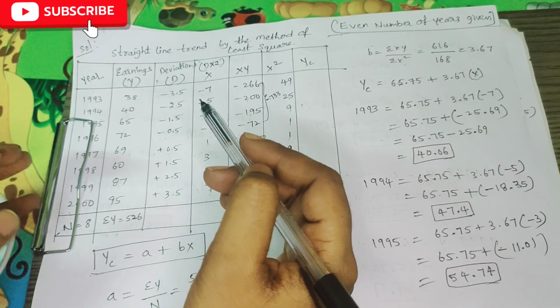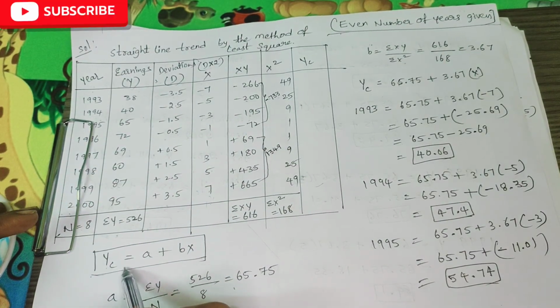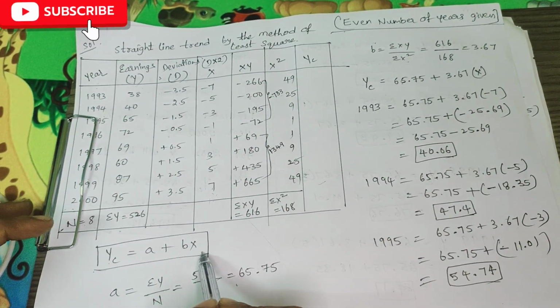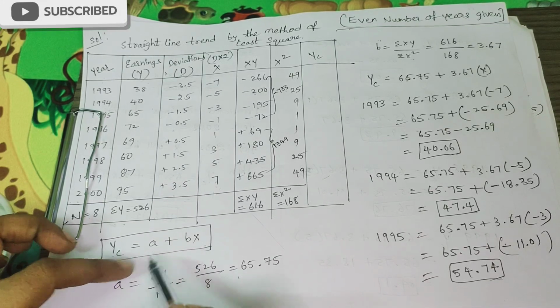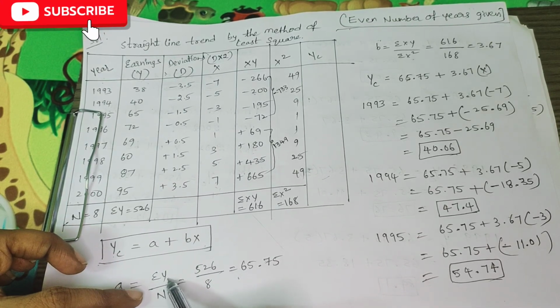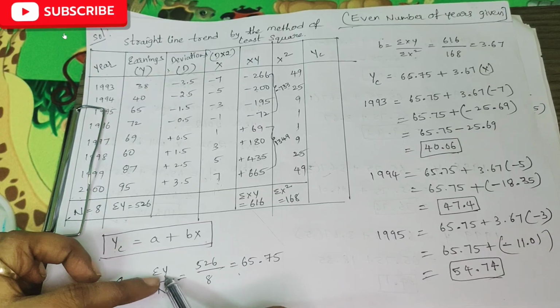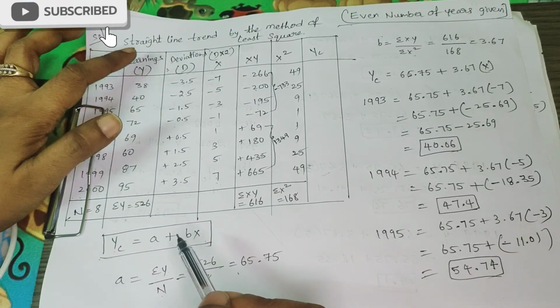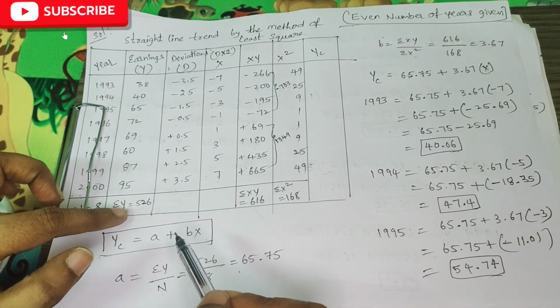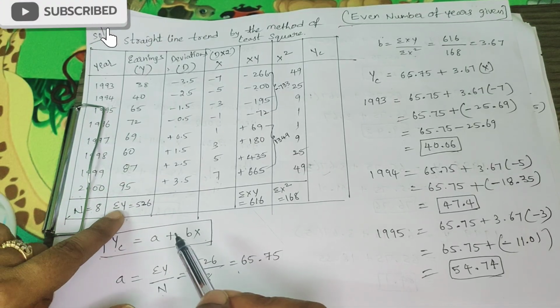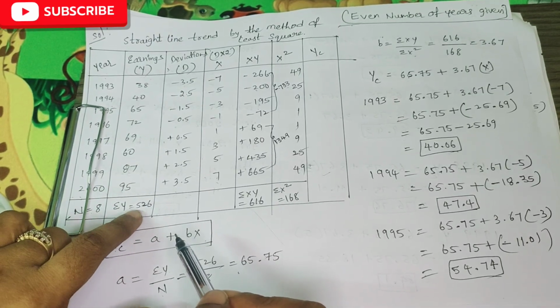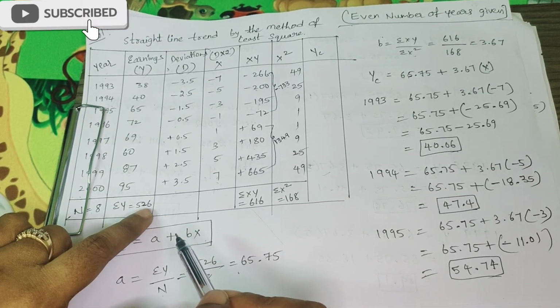So what is trend equation actually? YC is equals to A plus BX. Here A is equals to summation of Y divided by N. Here summation of Y means total of Y. Where is the Y? Given data is called Y. The total should be called as summation of Y is equals to 526.